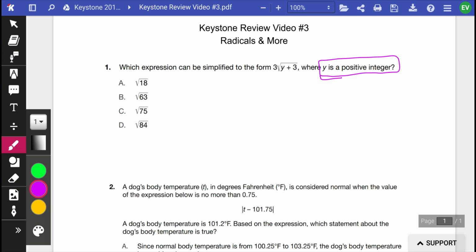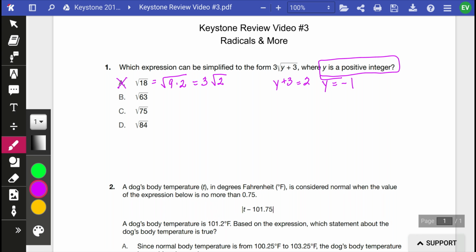The square root of 18 is the same as the square root of 9 times 2. 9 times 2 is 18. 9 is a perfect square, so we can pull that out. The square root of 9 is 3. So this is 3 times the square root of 2. 3 is good, that's on the outside, but if I do y plus 3 equals 2, then y must be equal to -1. And since -1 is negative and not positive, A cannot be the right answer.